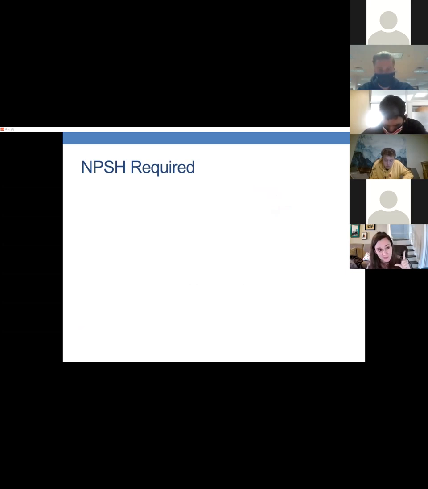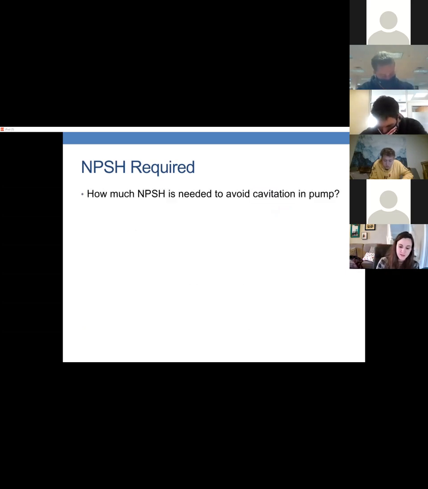So that's the NPSH available. And then the other side of the equation is the NPSH required. So how much NPSH is needed to avoid cavitation in the pump? Connor guessed that as long as NPSH was positive, we wouldn't get any cavitation, but that's not actually quite true.